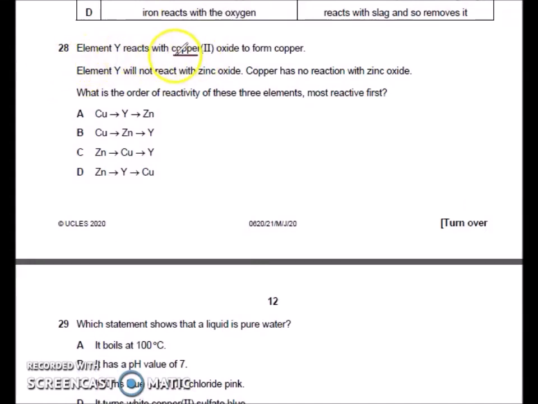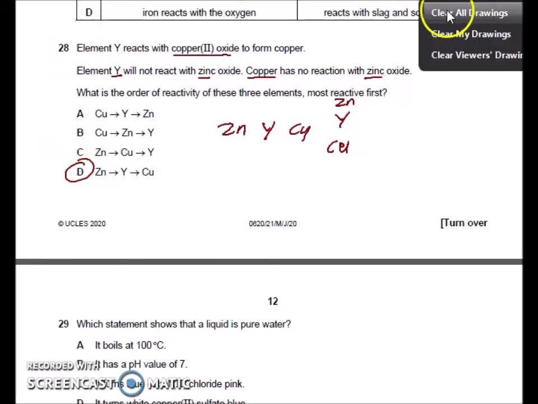Okay, 28. Element Y reacts with copper(II) oxide to form copper. So element Y should be more reactive. So let me just list down the reactivity here. So here's copper, Y is here. Y is more reactive than copper. Element Y does not react with zinc oxide. So it means zinc has a much higher reactivity than Y. So copper has no reaction with zinc oxide. Yes, it's true. So most reactive first, it should be zinc, Y, and copper. So it should be D. Okay, so we'll move on with 29.